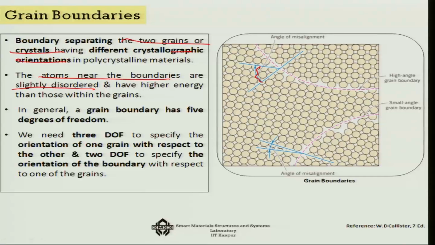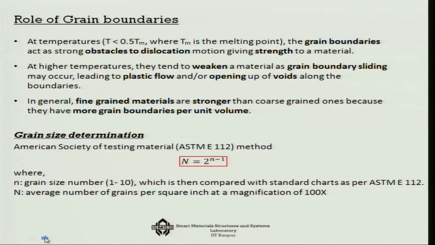Now, in general, a grain boundary is assumed to contain 5 degrees of freedom. Out of these 5 degrees of freedom, 3 are related to the orientation of one grain with respect to the other, and 2 degrees of freedom specify the orientation of the grain boundary itself. So, thus there are 5 different degrees of freedom by which the grains can move against each other along the grain boundary, and hence can significantly control the material properties of a system. Now, how would it actually affect? One is that at temperatures greater than 0.5 Tm, where Tm is the melting point temperature, the grain boundaries will actually start to flow.